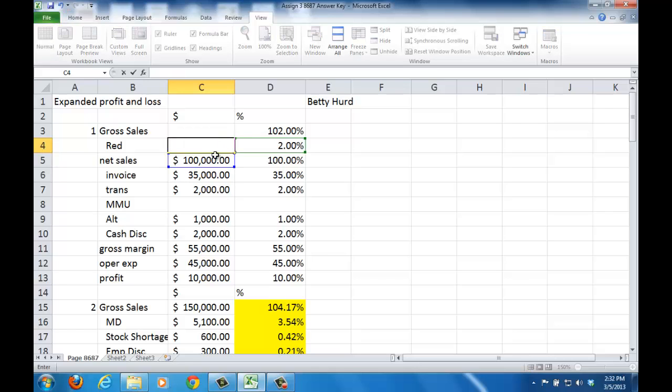Okay, so actually then if it's going to be gross sales equal, and then it's 102% of 110,000. So here we go. So 110,000 times 102%. And so this is a 2% number, or we can take gross sales minus net sales equal our reductions.